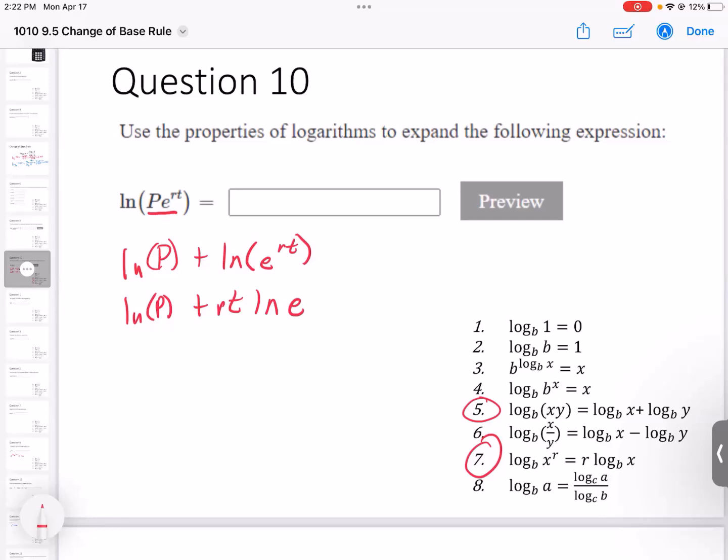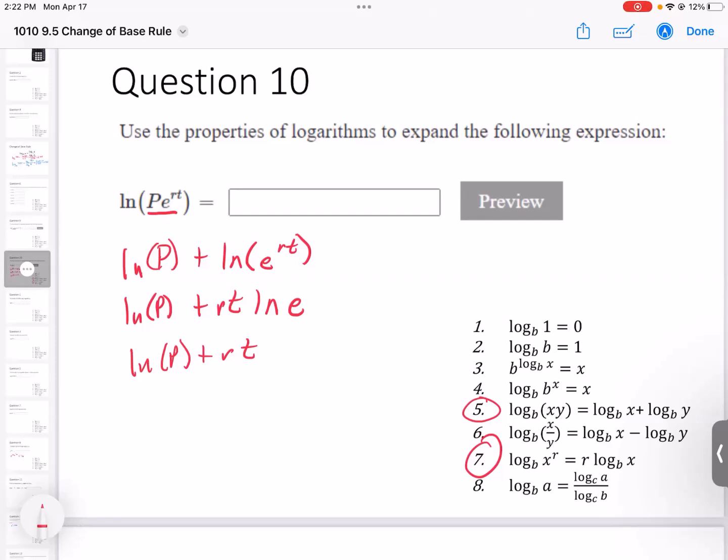Okay. What's the base of the natural log? If you do log base E of E, it just equals 1 by property 2. And so I can actually simplify this to be the natural log of P plus R times T times 1, which will just be R times T. And so this is a fully simplified version of that. Any questions on that?